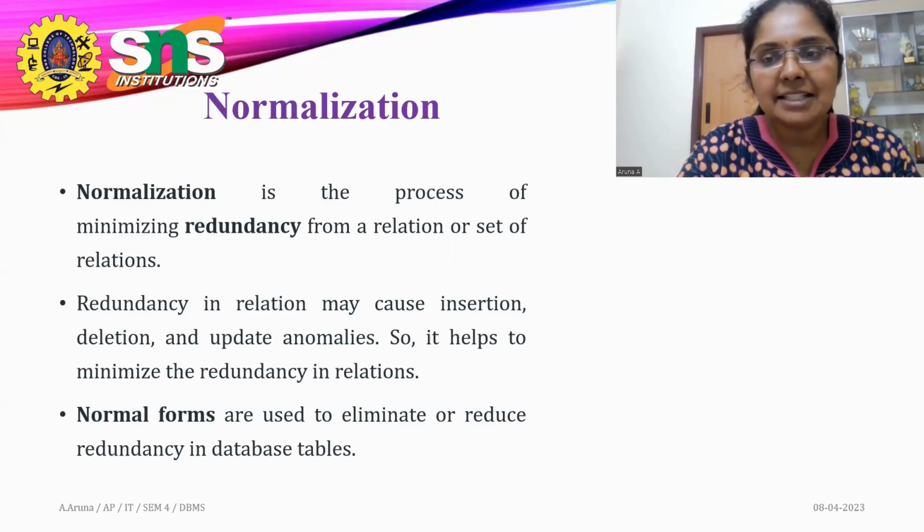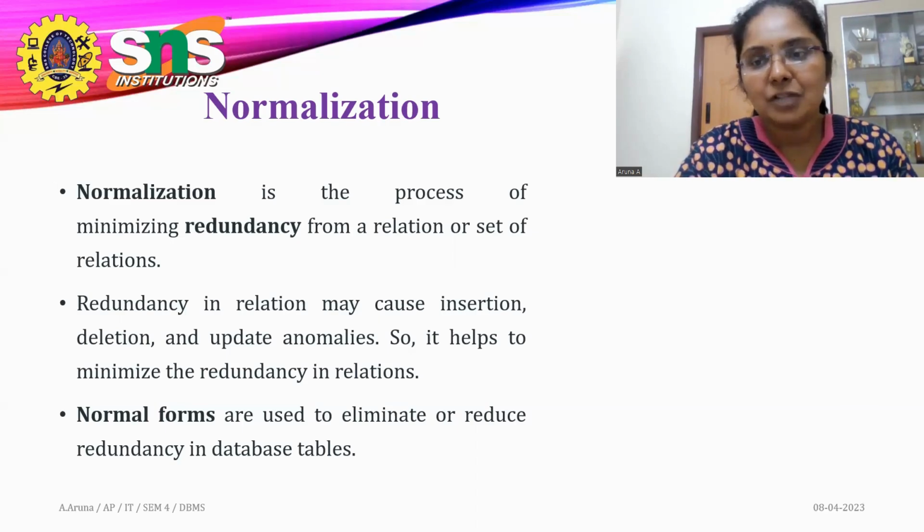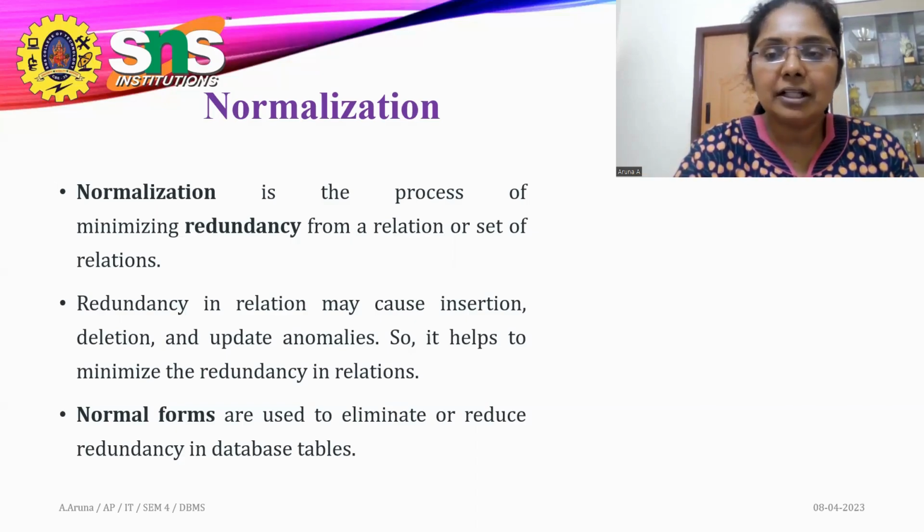Each one evolved from the drawbacks of the previous form. How did the second normal form evolve? There were some drawbacks in the first, so the second evolved. There were some drawbacks in the second, so the third evolved. The third also had some drawbacks, so Boyce-Codd normal form evolved. So these are the 3 basic normal forms. Extra are the fourth and fifth normal forms. These are things we're going to study in my upcoming slides.